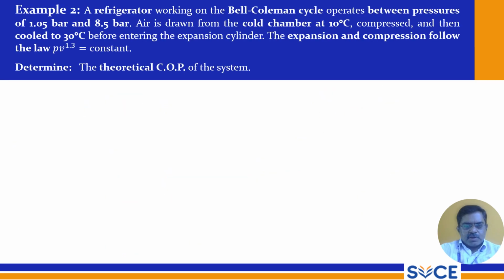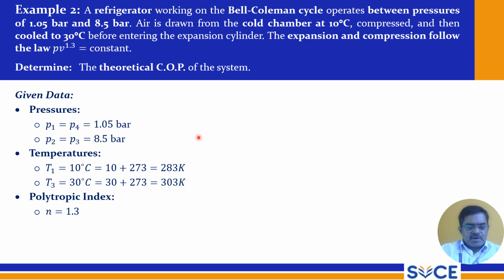Second problem, a refrigerator working on the Bell-Coleman cycle operates between pressures of 1.05 bar and 8.5 bar. Air is drawn from the cold chamber at 10 degrees Celsius, compressed and then cooled to 30 degrees Celsius before entering the expansion cylinder. The expansion and compression follow the law PV to the power 1.3 equal to constant. So gamma is equal to 1.3. Determine the theoretical COP of the system.